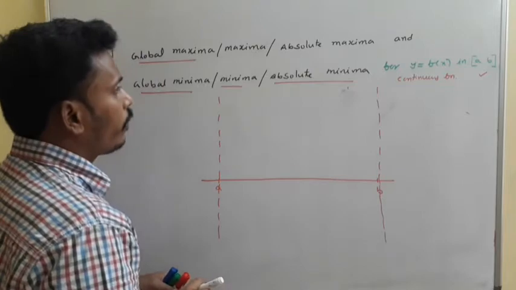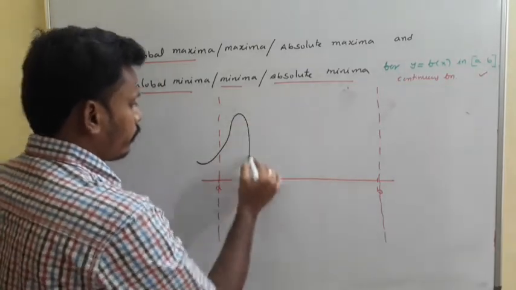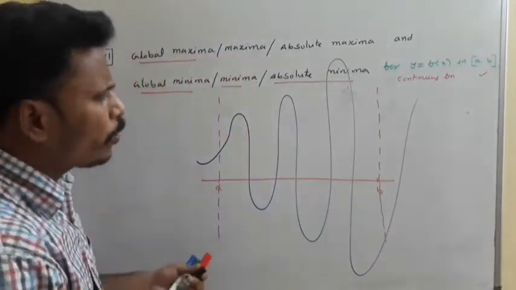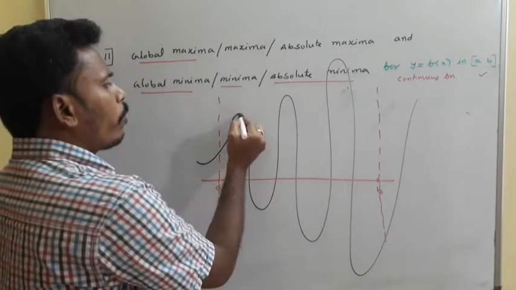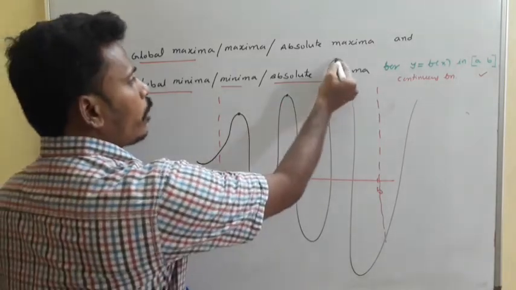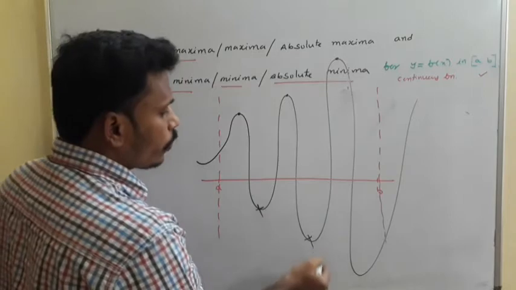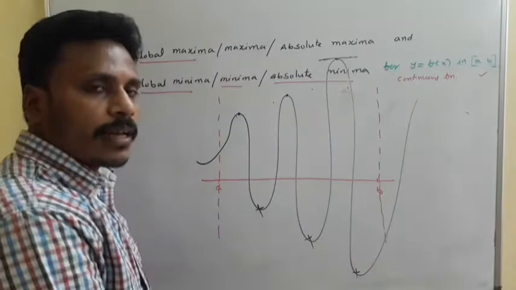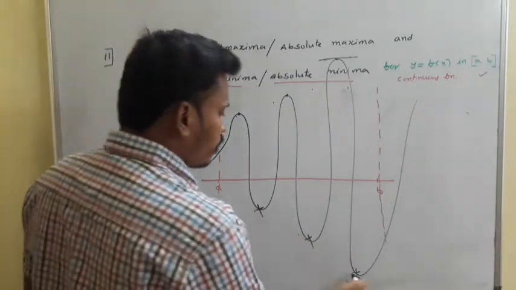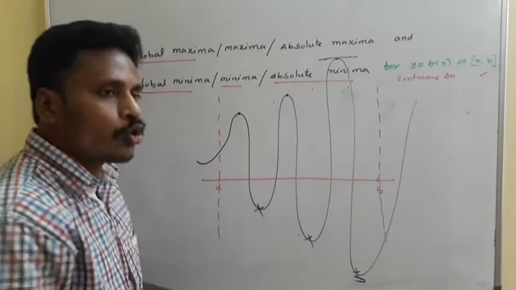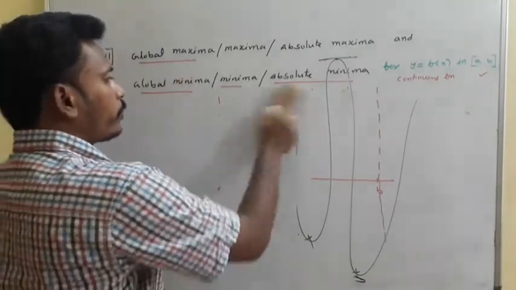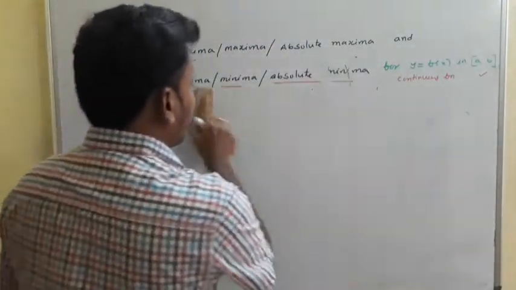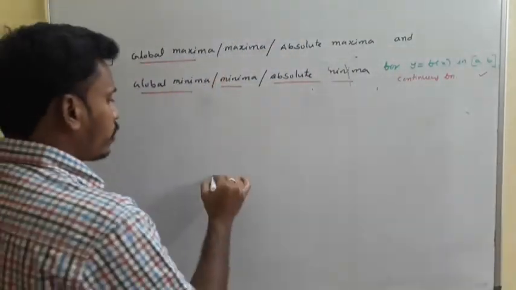Suppose it is this graph, possible in many other ways too. This is one local maxima, this is another local maxima, this is a third local maxima, and these are three local minima. Among the three maxima, this is the maximum one, so that point corresponds to global maxima. Among the three minima, this is the minimum, so this point corresponds to global minima. Is it clear for everybody? Or suppose in the given interval AB, the graph is like this.